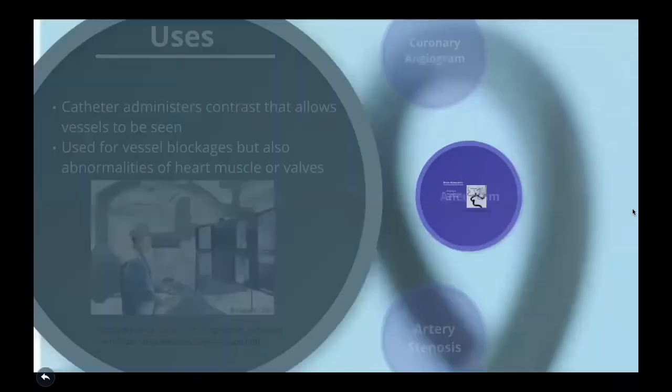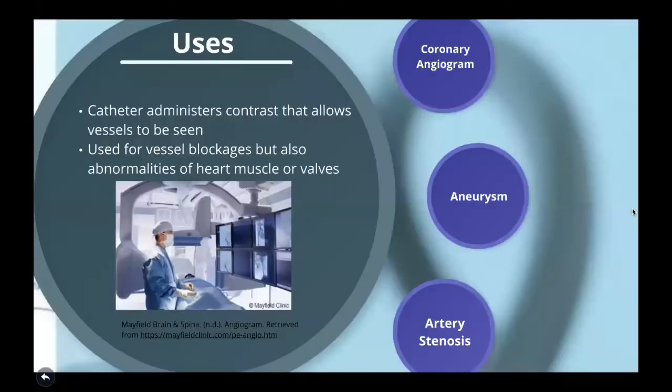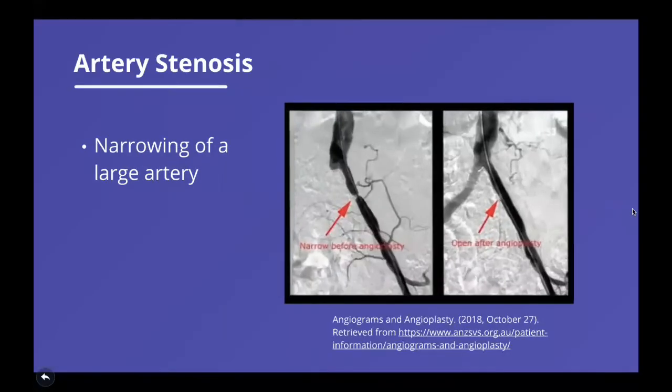The next way that it's used is for an aneurysm. An aneurysm is known as a bulging or ballooning in an artery. Here the scan can clearly show the ballooning of the artery. You can really clearly see aneurysms on angiograms, and so that's why they are the most common test used to diagnose aneurysms.